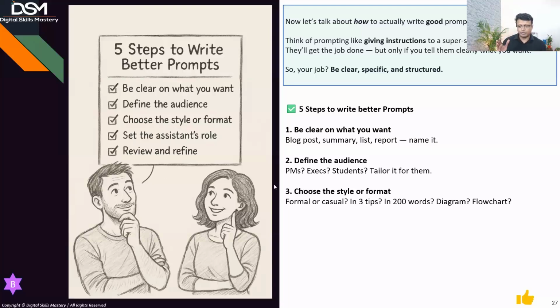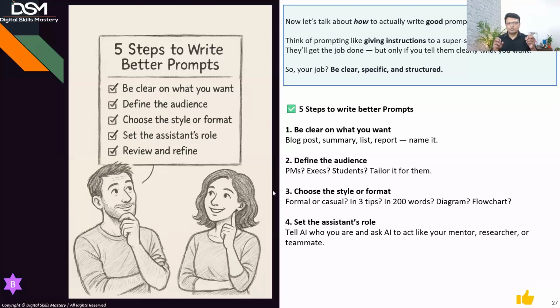That's number two. Number three, choose your style and format. Is it formal? Is it casual? Is it conversational, or is it motivating? Should it be written in bullet points? Should it be 300 words, 200 words? Is it a diagram, a flowchart? What are you expecting? Think about that and set your tool's role.